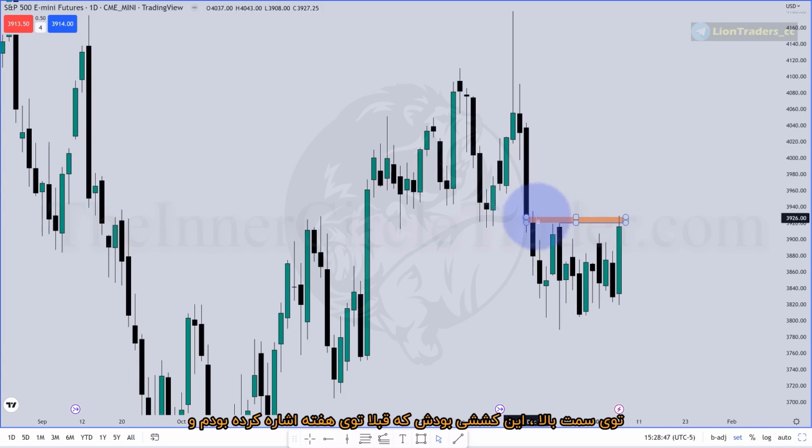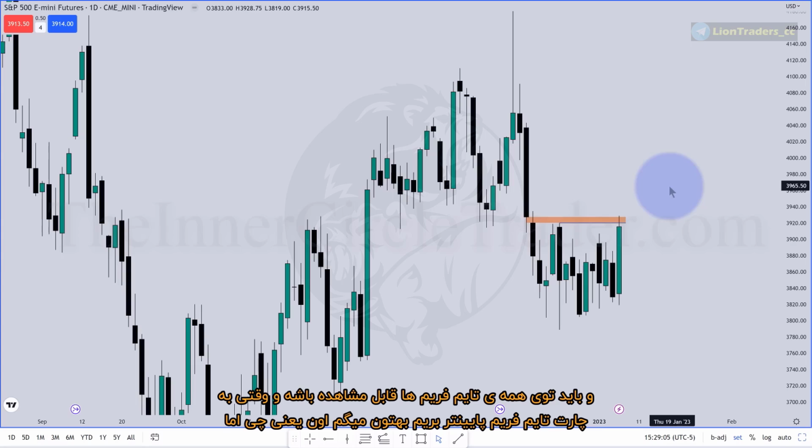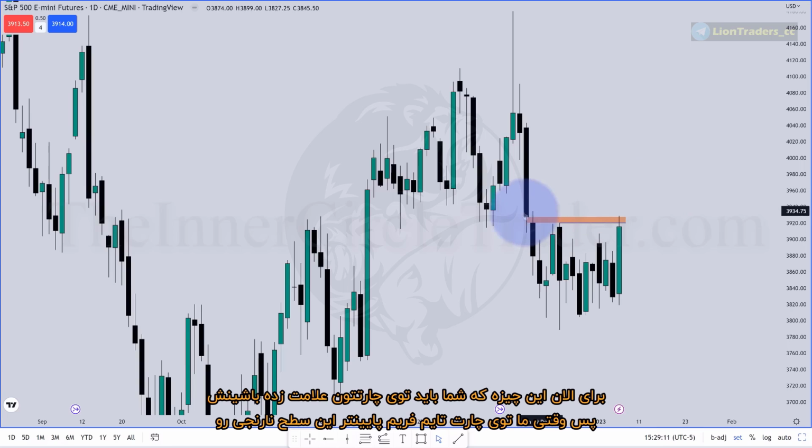On the upside there, this was the draw I mentioned earlier in the week. And you can find that on the YouTube channel in the videos. Whenever I make a notation of a level, especially if it's a daily chart, that is something you want to have on your chart at all times. And it needs to be visible on all time frames. And I'll tell you what that means when we get into the lower time frame charts. But for right now, this is what you should have noted on your chart.